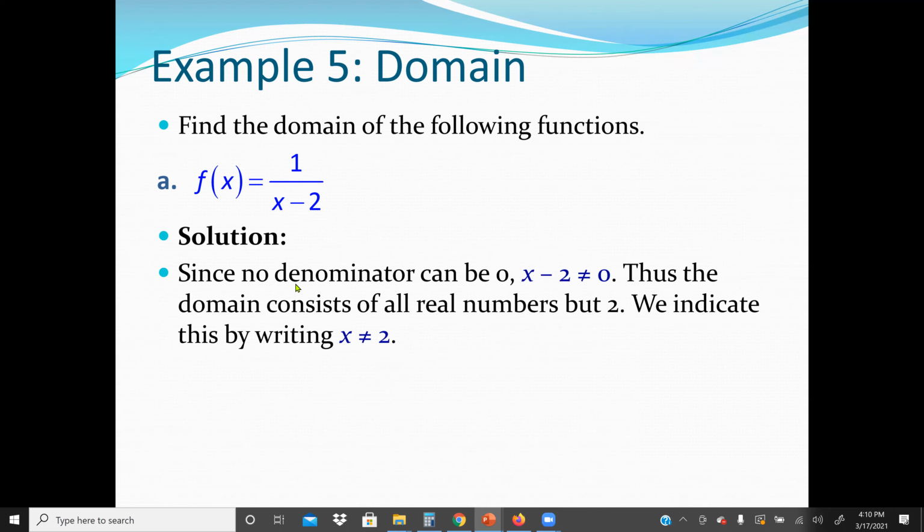So we said that since the denominator cannot be 0, that is s minus 2 not equal to 0. That is, the domain consists of real numbers, but not 2. 2 will make it 0. So we can indicate that s can be any value except 2. So s not equal to 2.